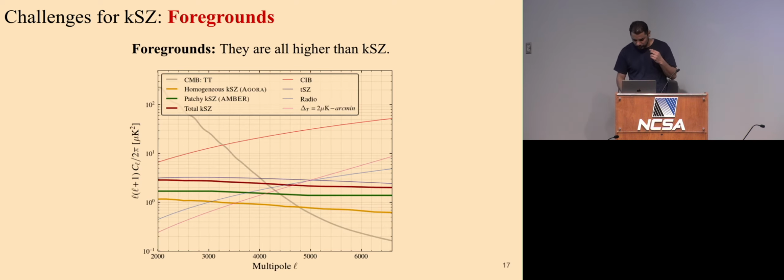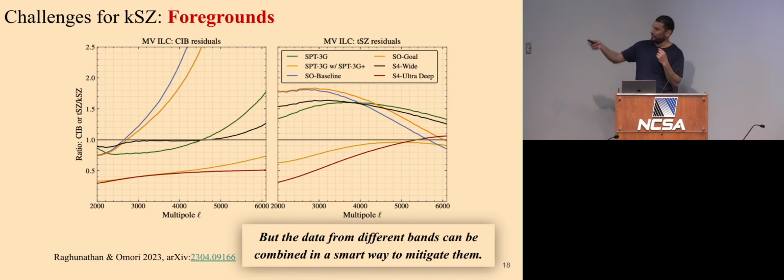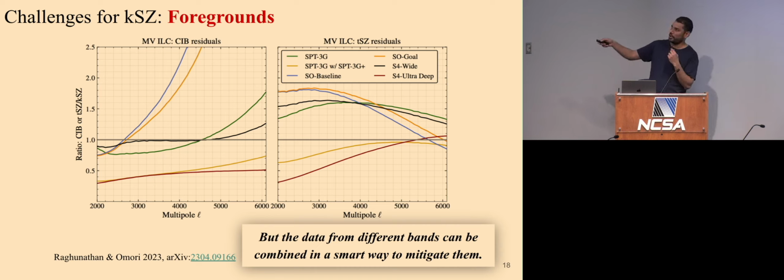Fortunately, it's basically the same thing. So foregrounds, they're all higher than kSZ. This is basically the same plot, but showing it in a different way, comparing the kSZ signal to these foregrounds. You can see that for all these experiments, current and future, so current SPD and all these future experiments, these ratios are always more than one, right? Which means it's very hard to observe kSZ.